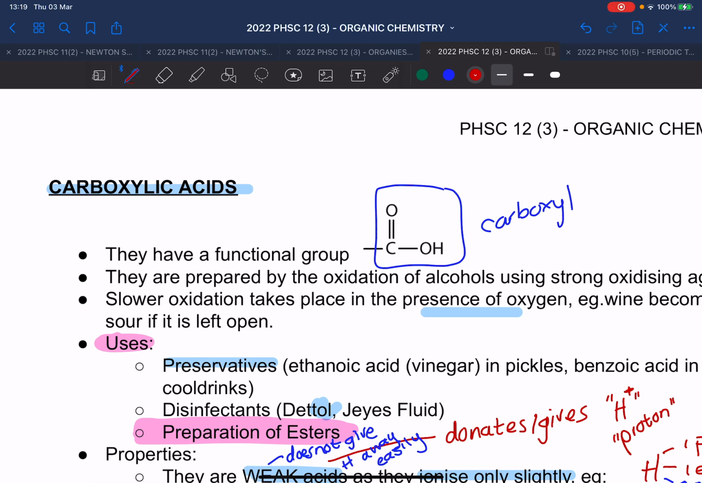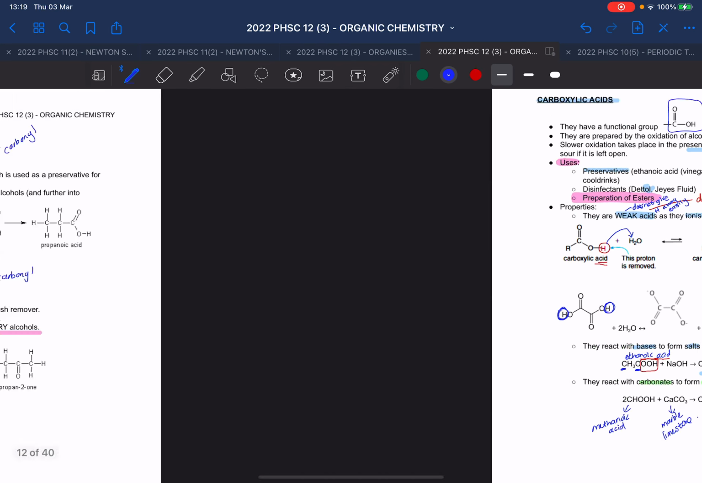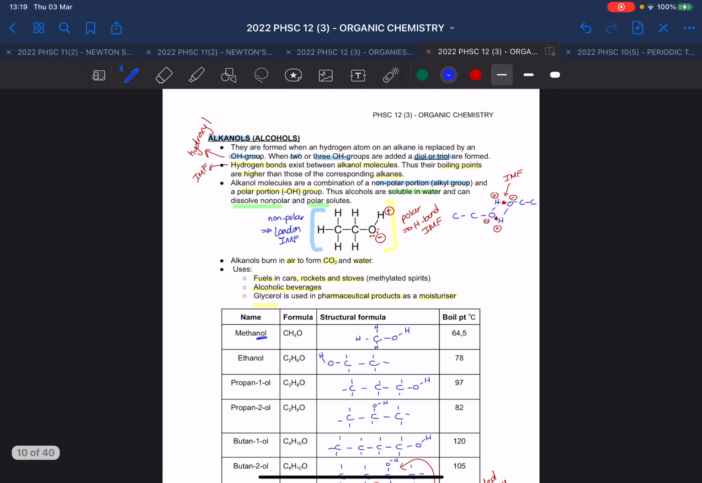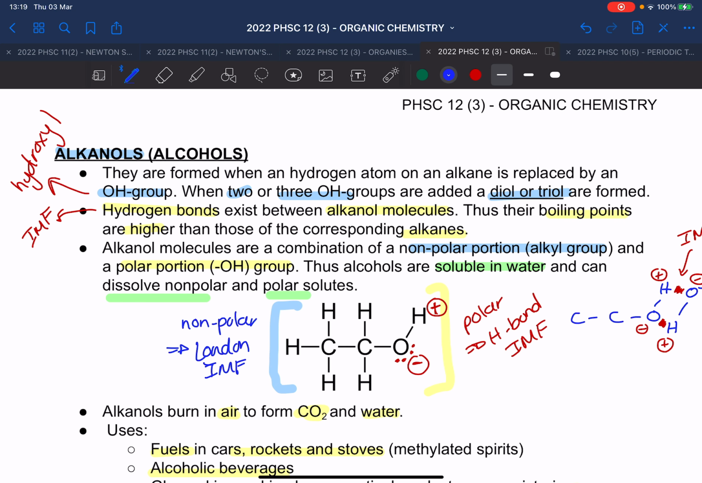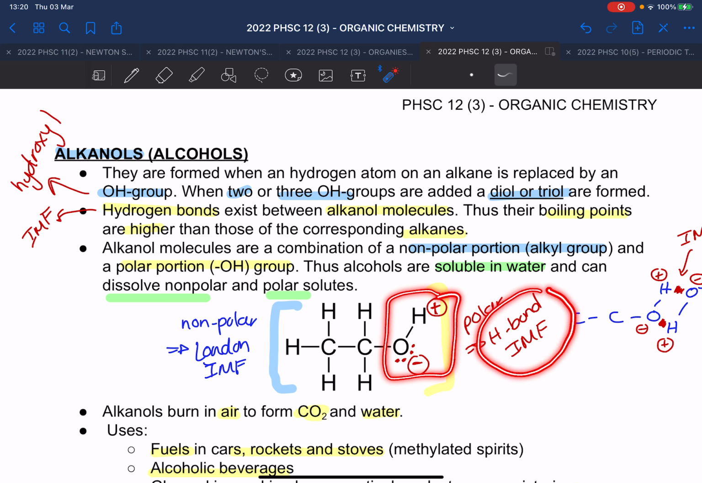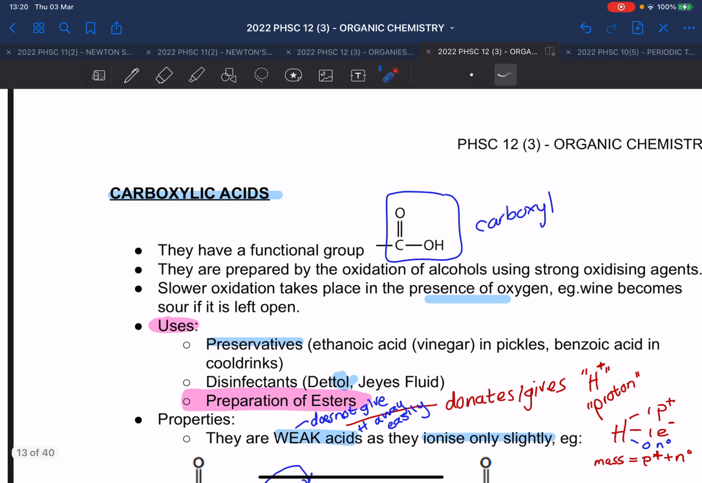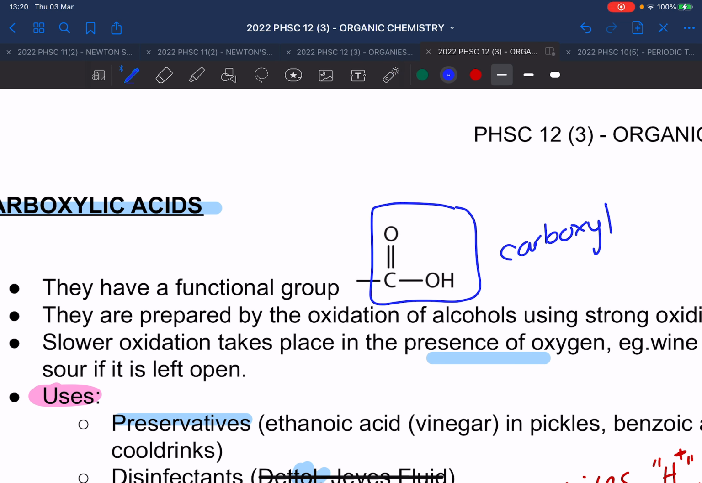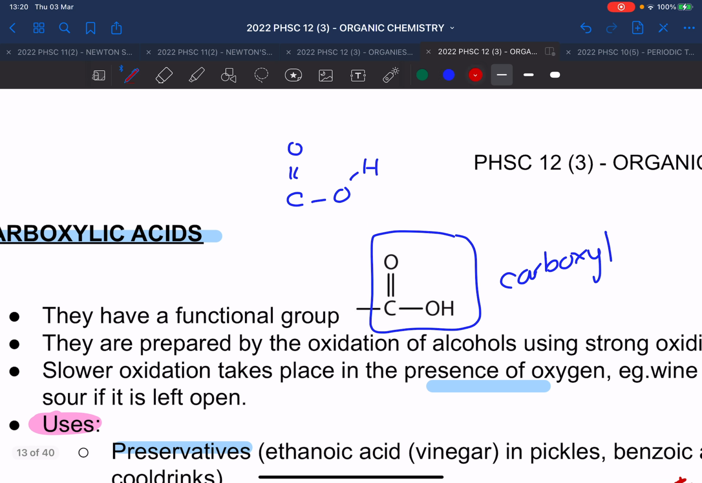Carboxylic acid. Before we go to carboxylic acids, if you look at alcohols, you remember I said that because of that, we get hydrogen bond intermolecular forces, right? So if you look at a carboxylic acid, it looks very much the same. If you look there, you can see we will also find a site, a place for hydrogen bonding to occur, because it looks like the alcohols, right?